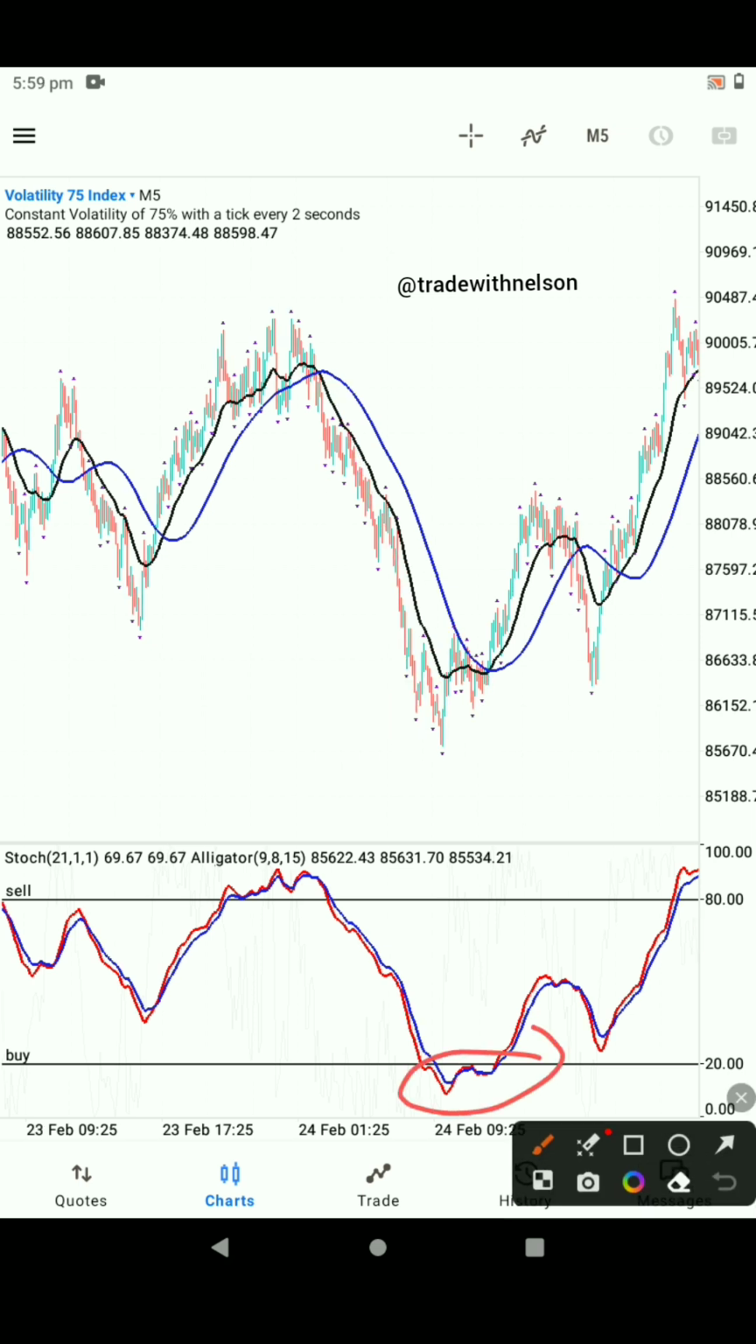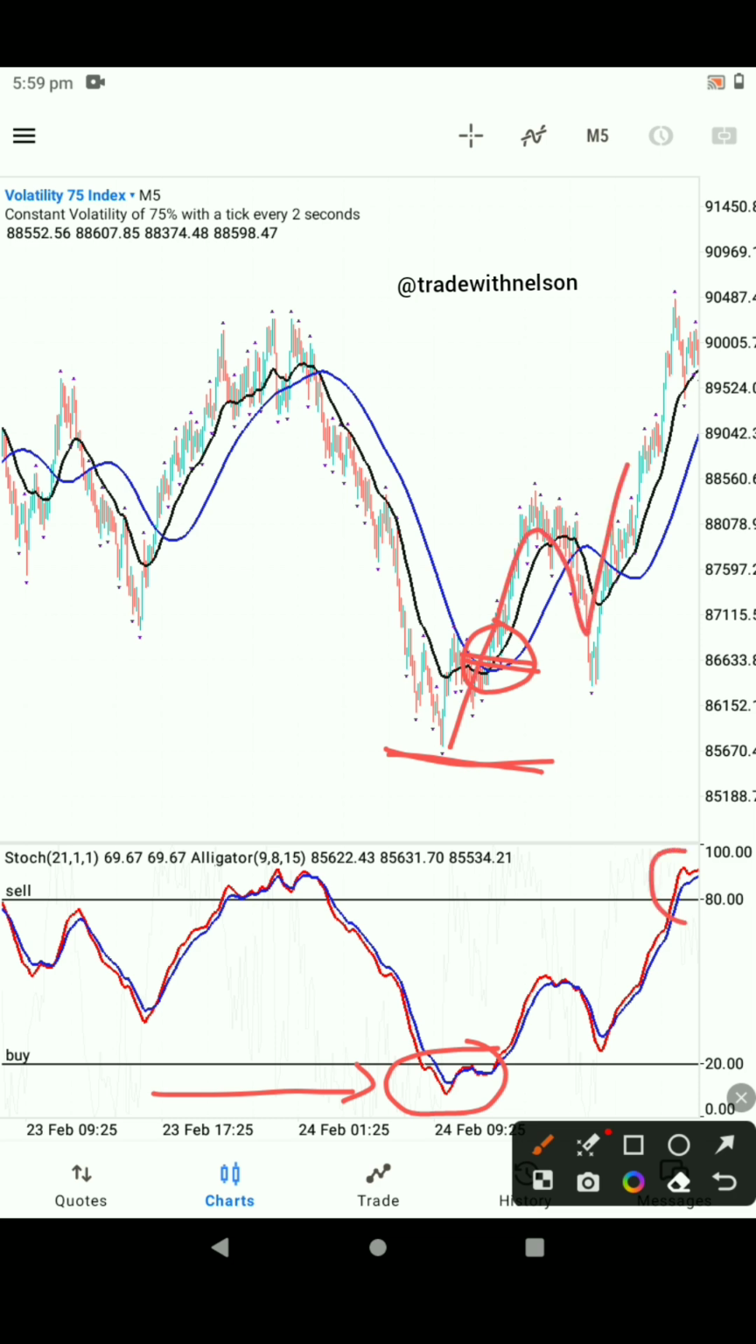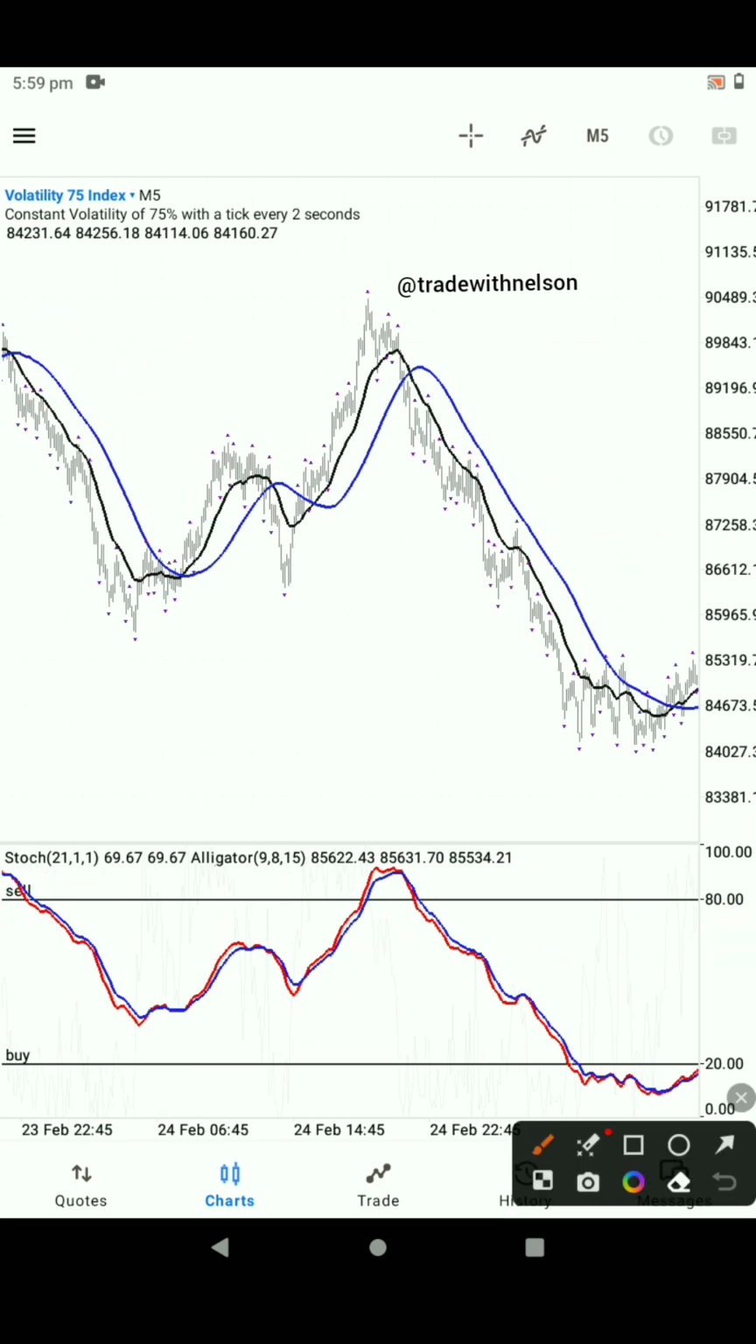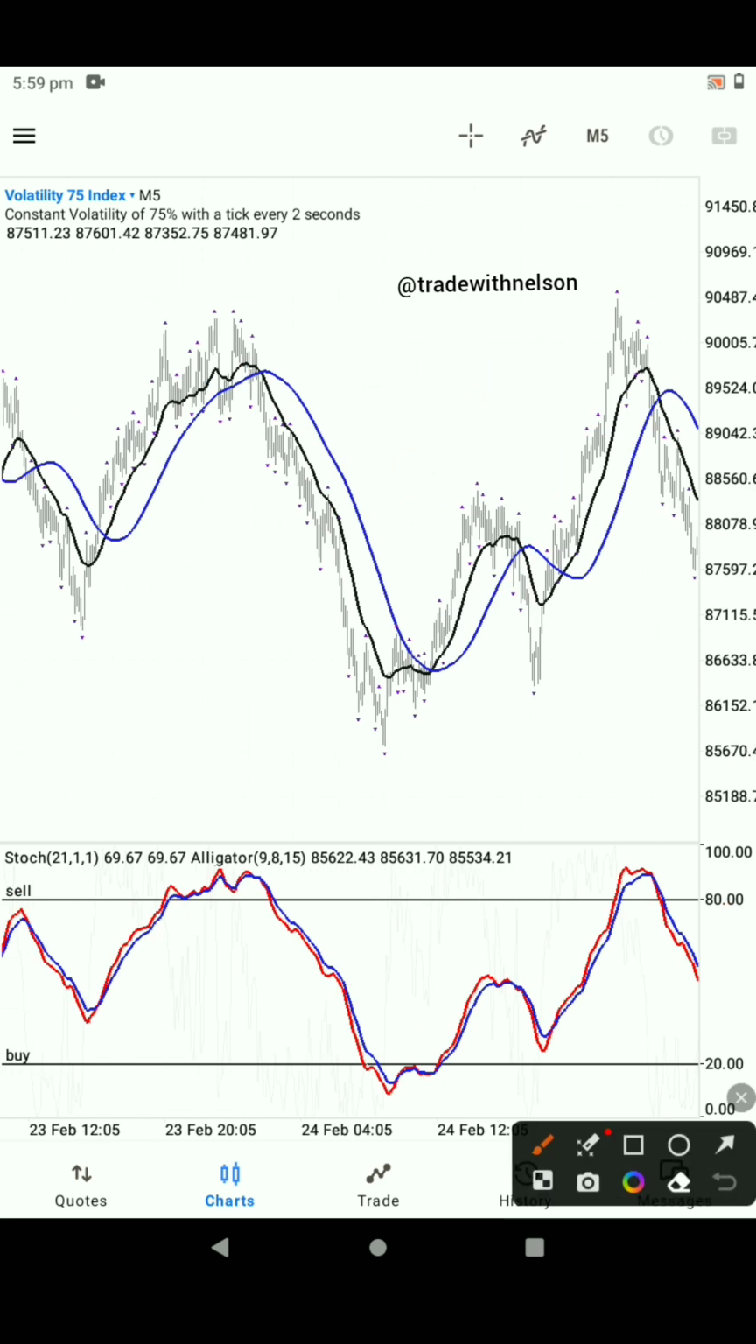From here, you can also have another entry. You see how the market enters into the oversold region over here. You have your cross, enter a buy, put your stop loss below here, and hold your trade until it enters the overbought region. Then here you also have another entry. That is how you can buy and sell in this strategy.